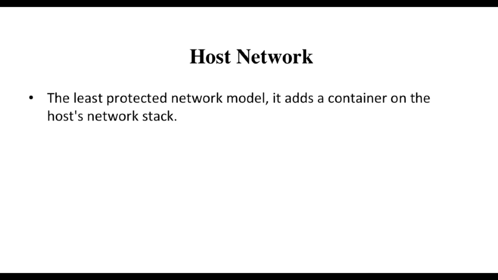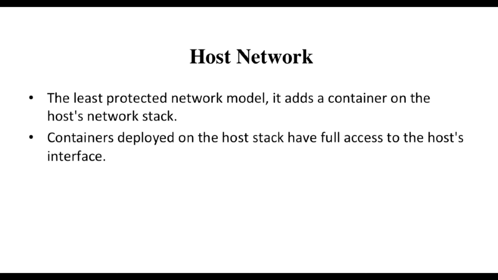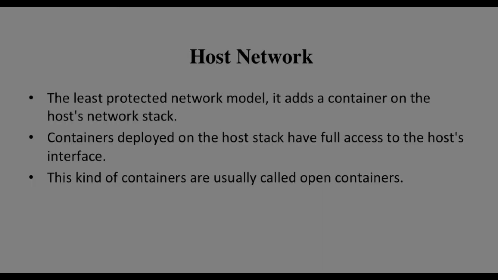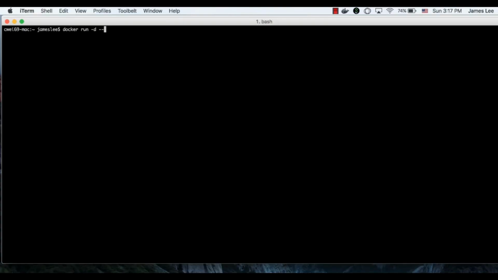In this lecture, we're going to talk about the host network model and the overlay network model. Let's start by introducing the host network. The host network is the least protected network model. It adds a container on the host's network stack. Containers deployed on the host stack have full access to the host interface. This kind of containers are usually called open containers. To create open containers, we just add the --net host flag to the docker run command.